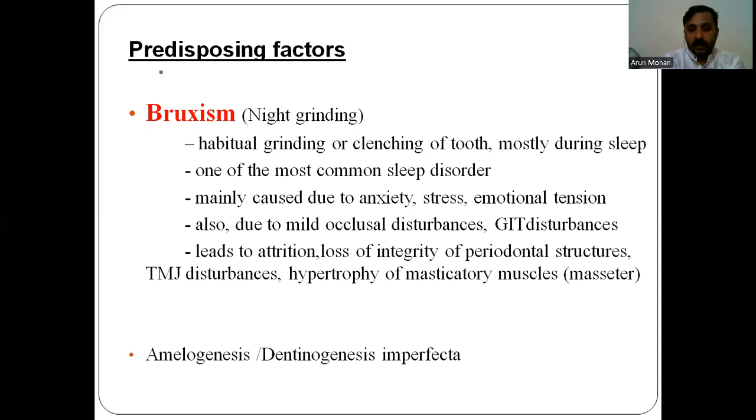Another one is amelogenesis imperfecta or dentinogenesis imperfecta. These are hereditary conditions which make the tooth soft. So these conditions also can lead to a higher risk of attrition.